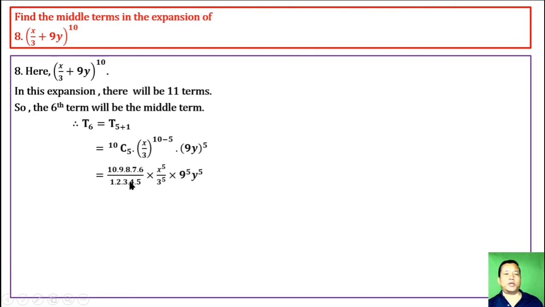Simplifying, for this, we get x power 5 by 3 power 5 into 9 power 5 into y power 5. Cancelling, lastly, we get 6, 1, 2, 3, 6, x power 5 into y power 5.